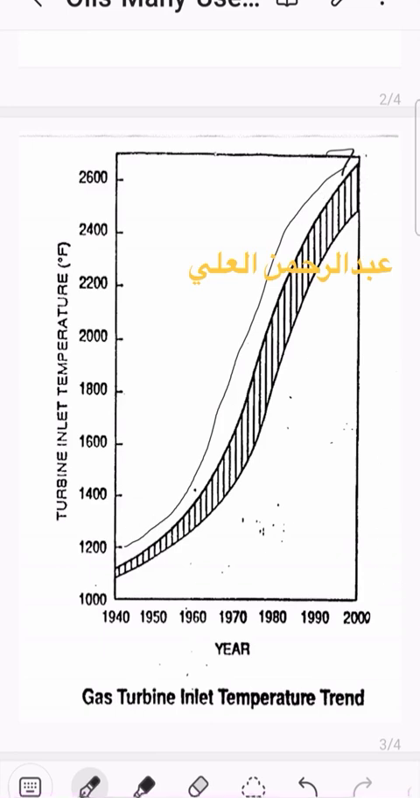Now actually we have 3000 right now. That's the latest and newest gas turbines. They are having 3000 Fahrenheit. So inshallah in the future we will get more and more. Like we said, the higher the temperature, the higher the efficiency.